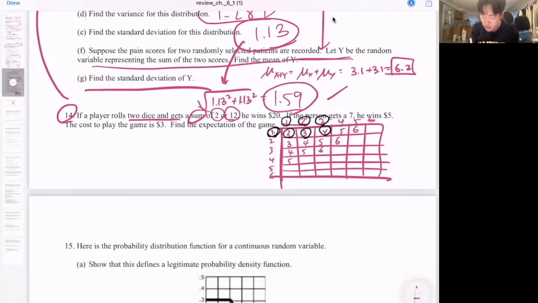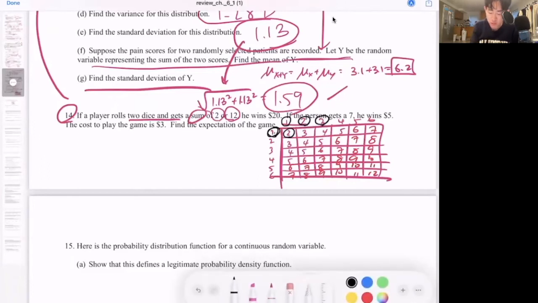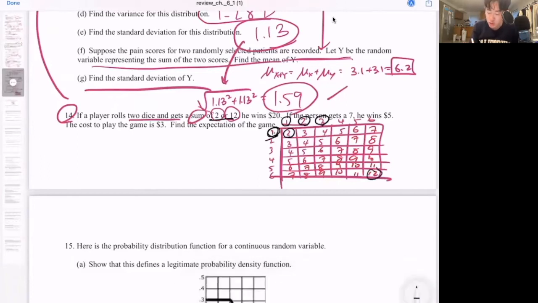So 6, 6, 6, 6, 6, 7, 7, 7, 7, 7, 7, 8, 8, 8, 8, 8, 9, 9, 9, 9, 10, 10, 10, 11, 11, and 12. Okay, so now I have all these values, and I am going to look at the probability of you getting a 2 or 12. A 2 or 12 happens twice out of a total of 36 possibilities. So that is your probability of getting a 2 or a 12, and the value of that is $20.